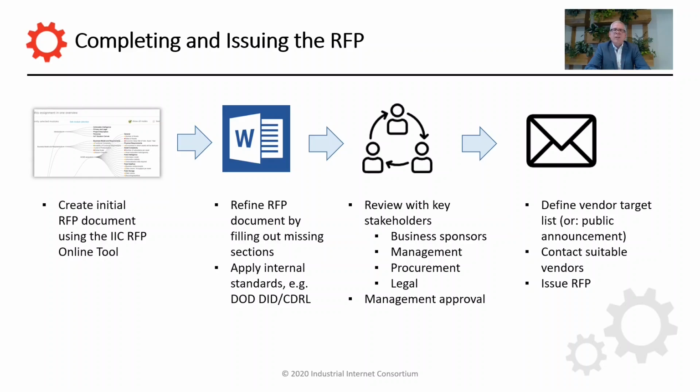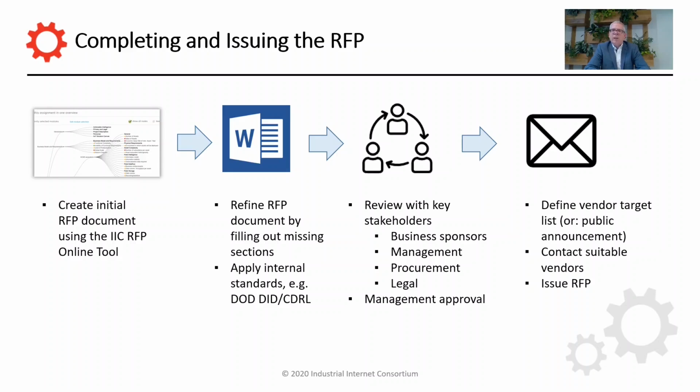Of course, here it's also really important that you apply internal standards if they exist, and that you do a thorough review with your key stakeholders, your business sponsors, management, procurement, legal, and so on, and then get final management approval for the RFP document. This will then typically be sent to the previously defined vendor target list, unless, of course, you're making a public announcement of the RFP.